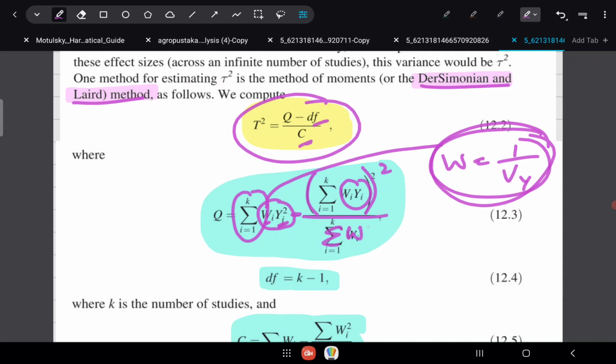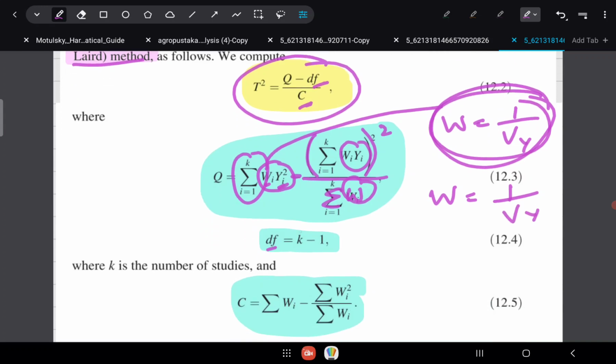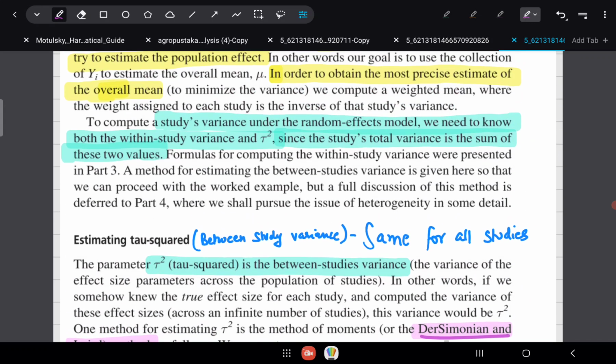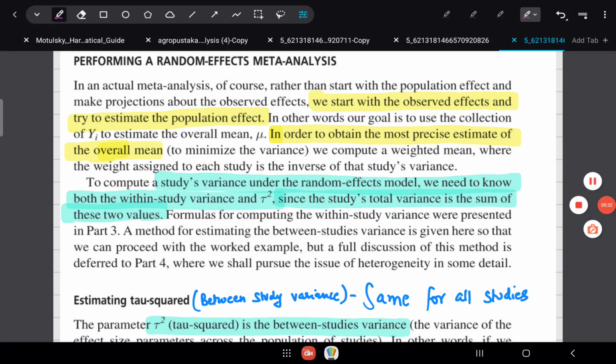So remember, the most important thing you need to remember is this W is the same weight as what you compute in the fixed effect modeling. So it is the inverse of the within study variance. Degree of freedom is obviously number of studies minus 1. C is the summation of the weights of the study minus summation of the weight square divided by summation of weights. How to use this formula will become more clear as we go through the examples.